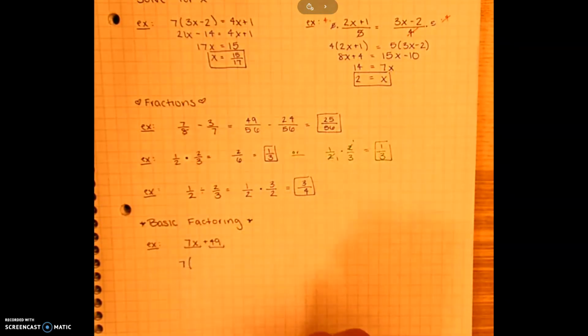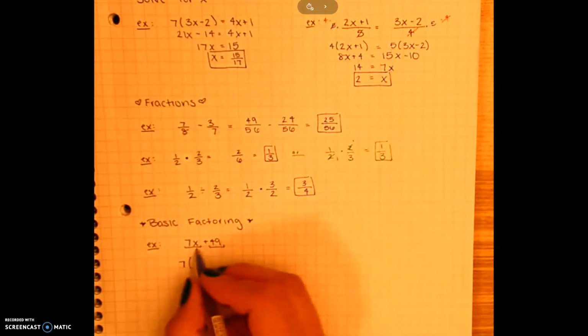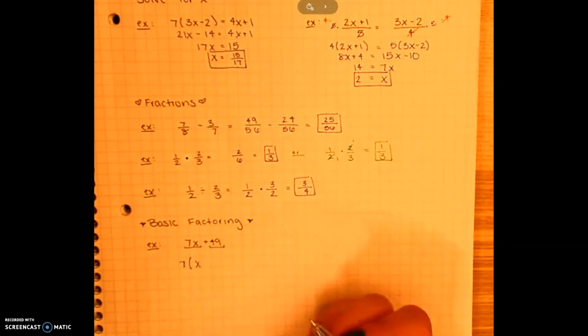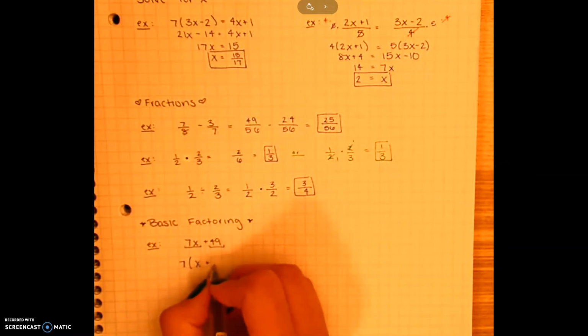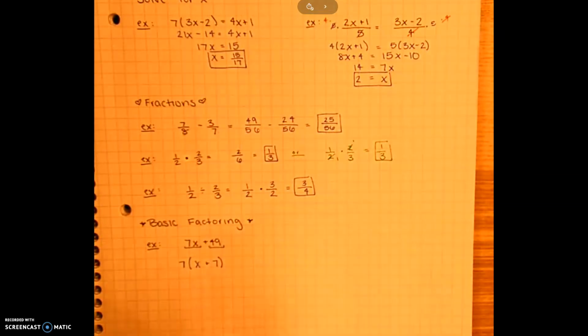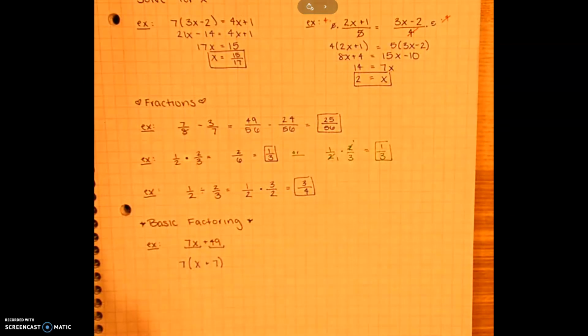And then we replace it with parentheses, so 7 divided by 7 is 1. I'm just going to leave the x. There is a 1 here, but we don't put it there. 49 divided by 7 is 7. And that's it. And again, you can check your work by redistributing. 7 times x is 7x, and 7 times 7 is 49.